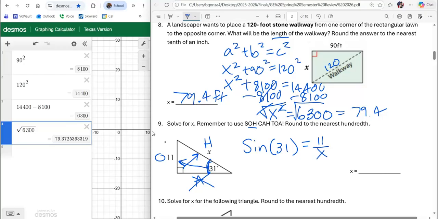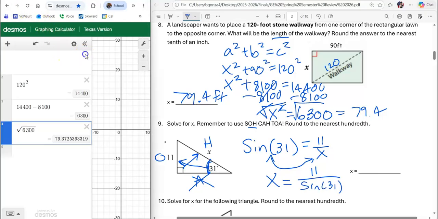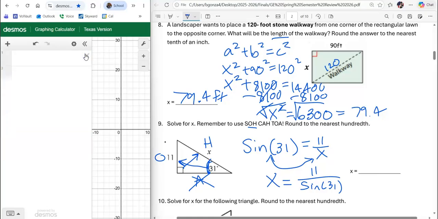Remember, when x is in the denominator, you can switcheroo the left side with the denominator, so you get x equals 11 over sine 31. You get, to the nearest hundredth, tenth, hundredth, the 7 makes the 5 round up, 21.36.